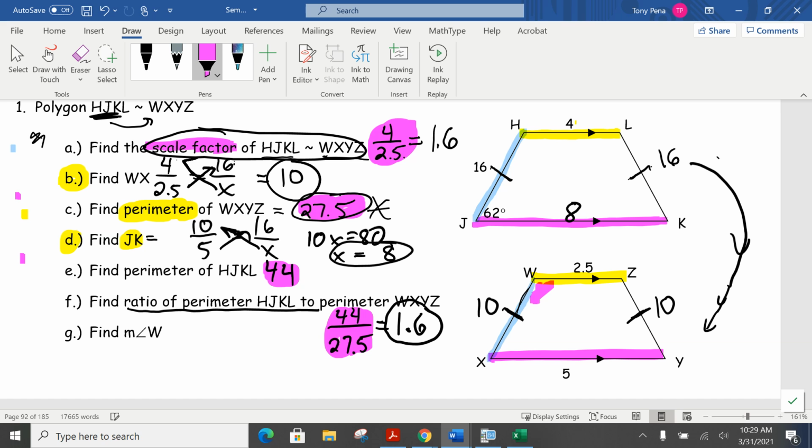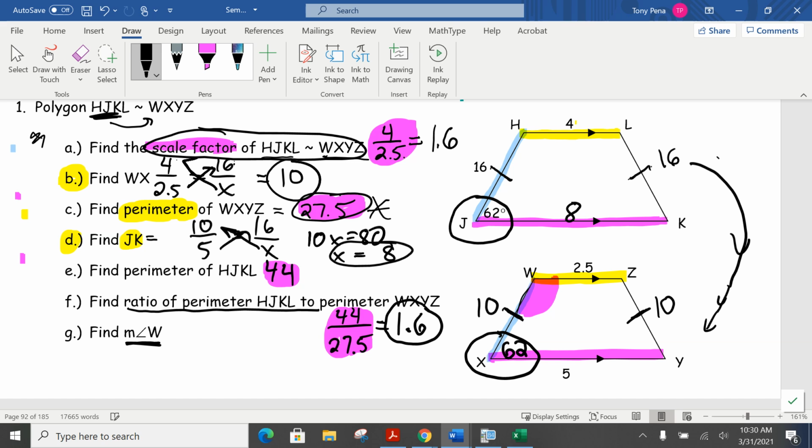So we're looking for this angle right here. If you notice in this one down here, I don't give you any of these angles. But we do know that these are similar. So because they are similar, corresponding angles, so angle J corresponds to angle X. So we know angle X must also be a 62-degree angle. However, that's not the angle that we are looking for, right? We're looking for angle W.